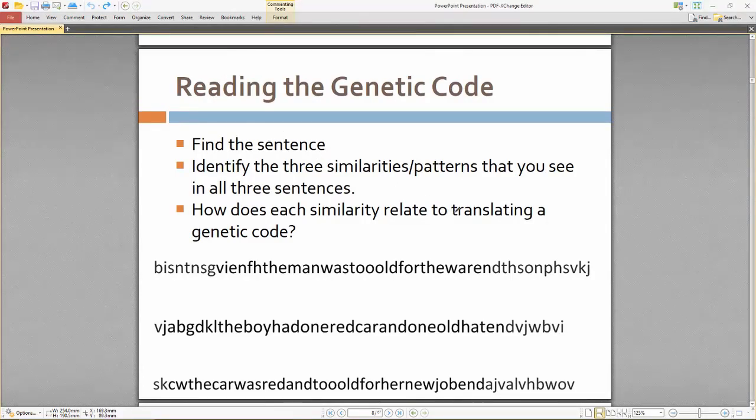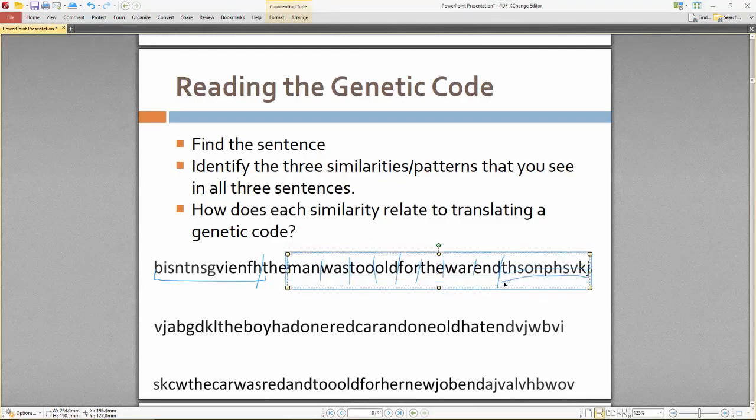Reading the genetic code. Just as we read sentences, our translation mechanisms need to be able to understand the mRNA that it has to translate into a polypeptide chain. A good analogy is this big mess of words: are you able to make out any sentences? For the first one, there's a mess of letters here that doesn't really mean much, but then you can start from the man was too old for the war end, and then more incomprehensible text.